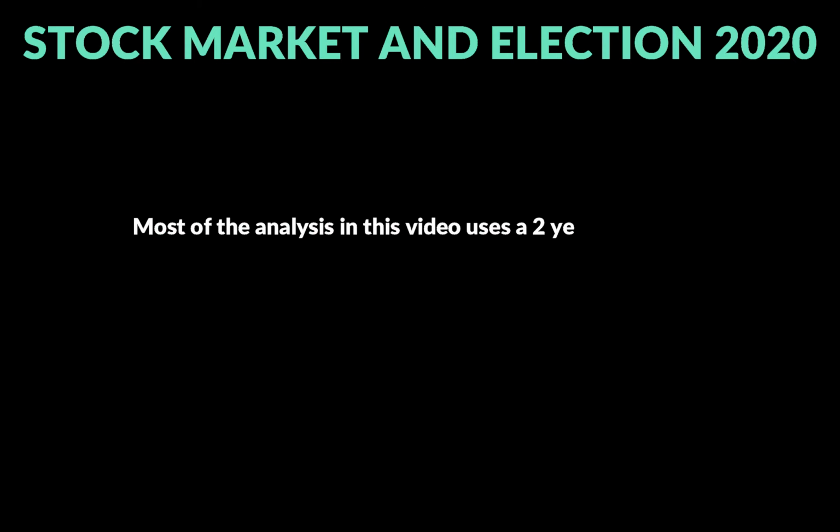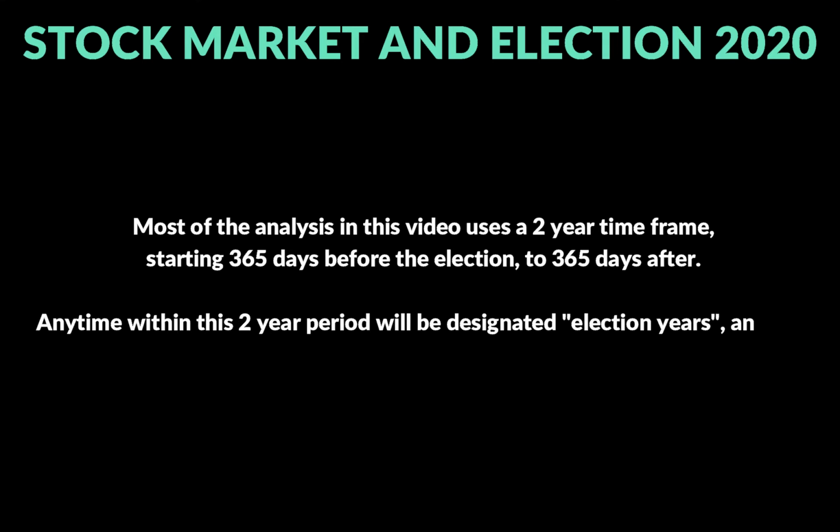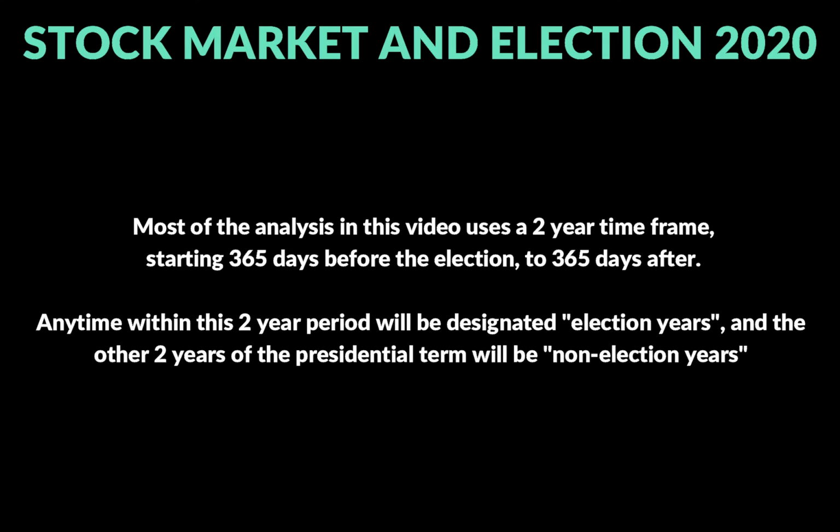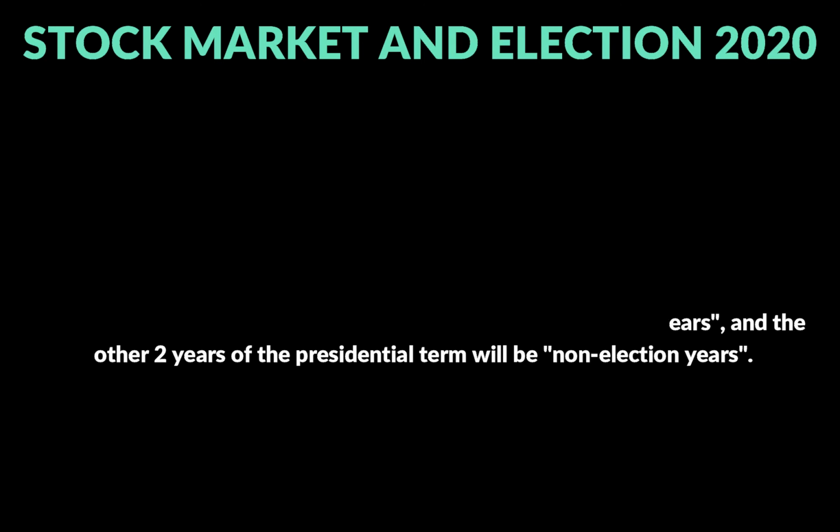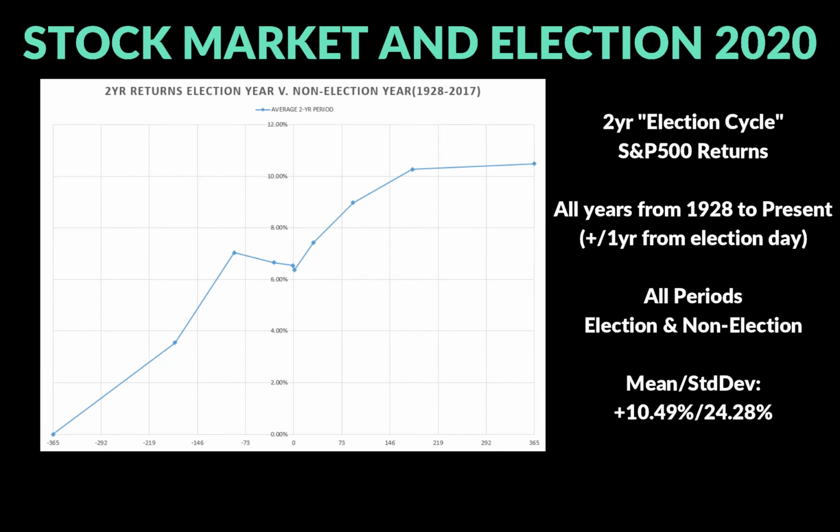So I'm going to use 2-year time periods primarily. We'll look at some 1-year time periods as well. But we're going to use a 2-year time period where we're going from 365 days before the election and then 365 days after the election. And we'll call that 2-year time period an election year time period. And then we'll also have the time periods where we don't have an election year, and we'll call those the non-election year time periods.